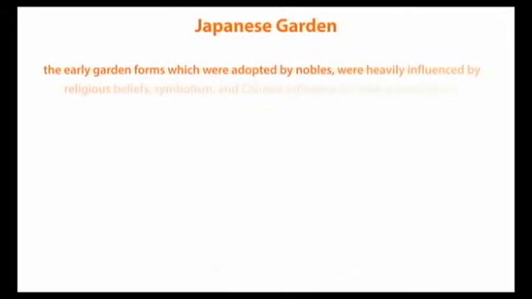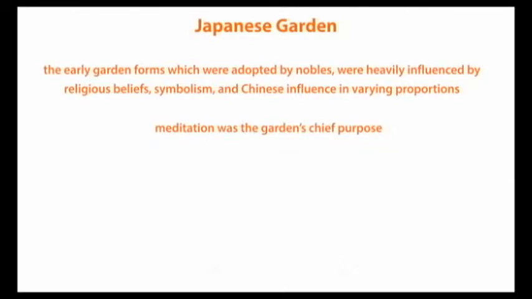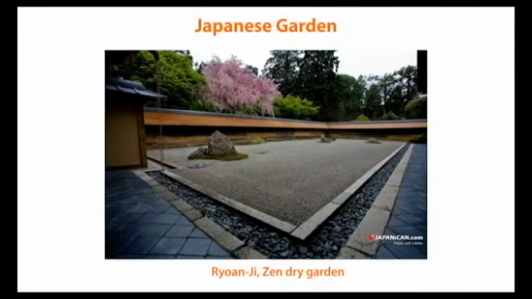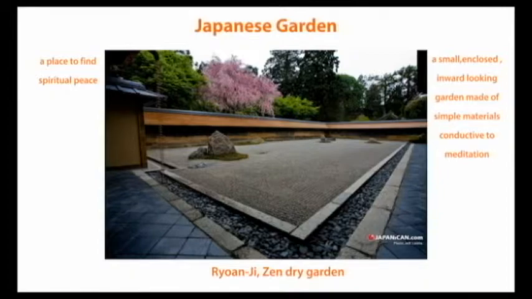Japanese garden. The early garden forms which were adopted by nobles were heavily influenced by religious beliefs, symbolism, and Chinese influence in varying proportions. Meditation was the garden's chief purpose. The importance of Zen Buddhism in the Kamakura period brought about new concepts to life. The Ryoan-ji, which is a dry Zen garden. In temples, dry gardens act as a place to find spiritual peace. It is a small, enclosed, inward-looking garden made of simple materials conducive to meditation.